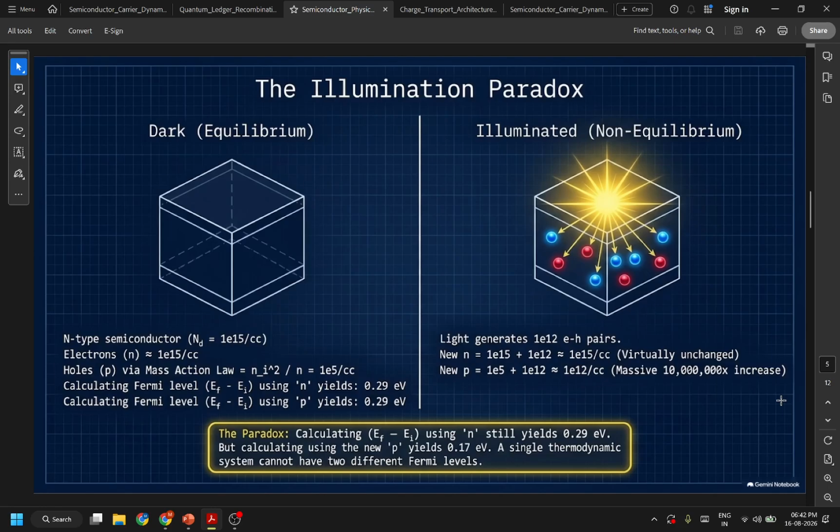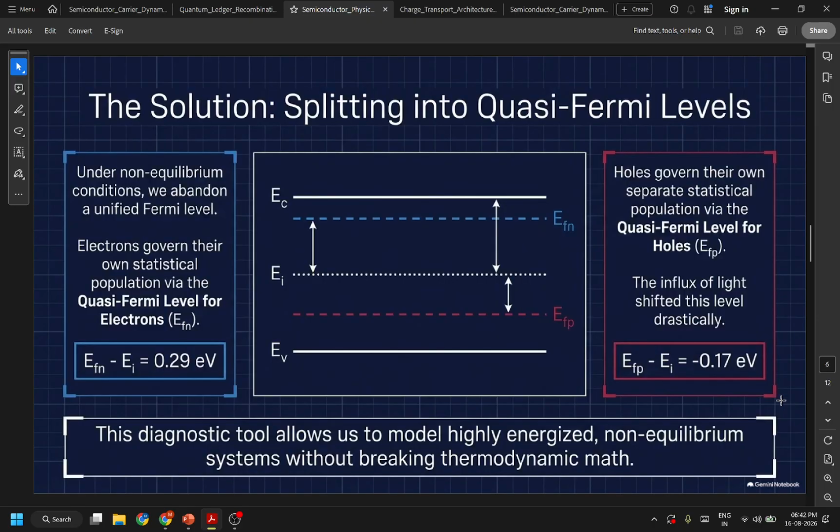So now if we calculate EF minus EI using n, it is still 0.29 eV, but if we calculate using the new p value, it yields 0.17 eV. But a single thermodynamic system cannot have two different Fermi levels. So the solution is splitting into quasi-Fermi levels. So we are now assuming that there are two quasi-Fermi levels, one for electrons and one for holes. They are not real Fermi levels, they are assumed Fermi levels under non-equilibrium conditions.